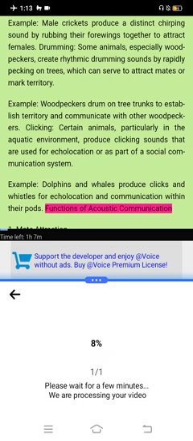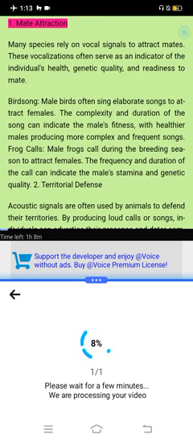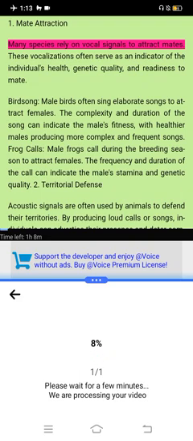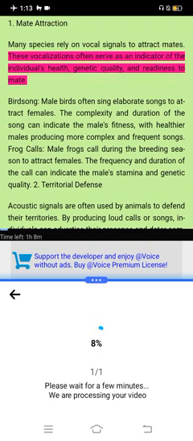Functions of acoustic communication. 1. Mate attraction. Many species rely on vocal signals to attract mates. These vocalizations often serve as an indicator of the individual's health, genetic quality, and readiness to mate.